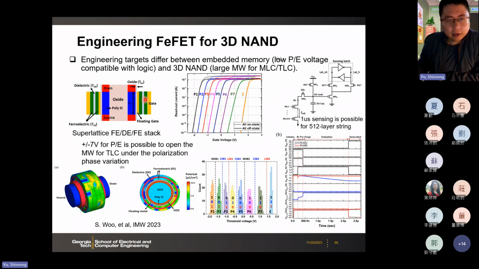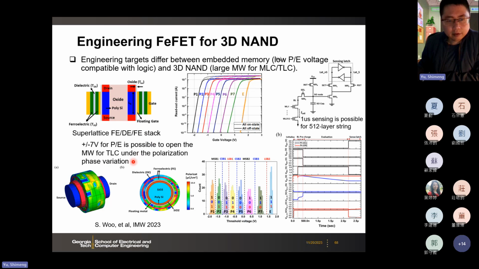One straightforward way is to increase the thickness of the ferro stack, but it's not straightforward. For the ferroelectric hafnium oxide system, if it's thicker than 20 nanometers, then the ferro behavior will disappear. So here we have to use a superlattice stack with ferro, dielectric, and ferro. Then we can still maintain the overall stack as a ferro, but still get multi-level states.